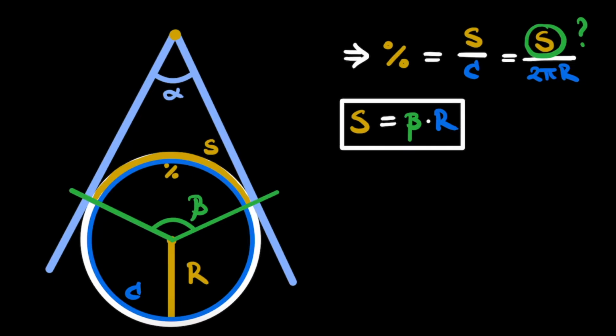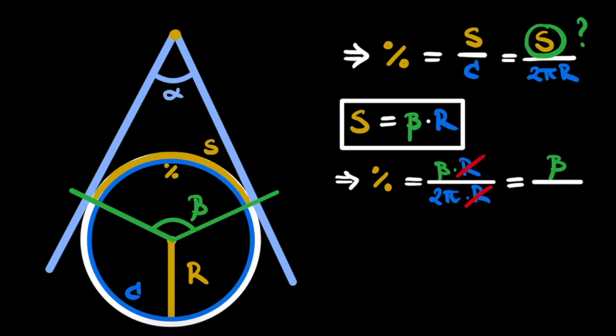So now that we have found a formula to rewrite this arc length S, we can plug it into our equation for this ratio that we are still looking for. We find that it is equal to beta times r in the numerator divided by 2 pi r in the denominator. Now clearly this r drops out, so this ratio is not dependent on how large the circle is. And we see that the ratio of points that we can see compared to the entire circle is this angle beta divided by 2 pi.